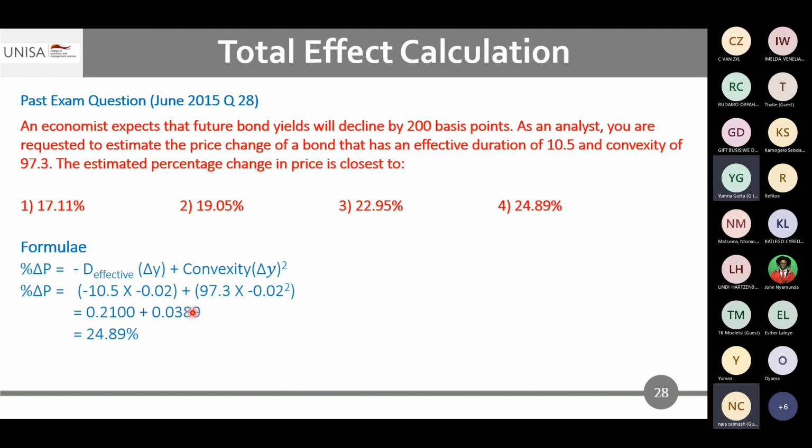If you add the two together, you get 24.89 percent change in price due to duration and convexity of the bond. So a simple calculation, the option was option 4. I don't know where they went wrong, but we ran out of time.